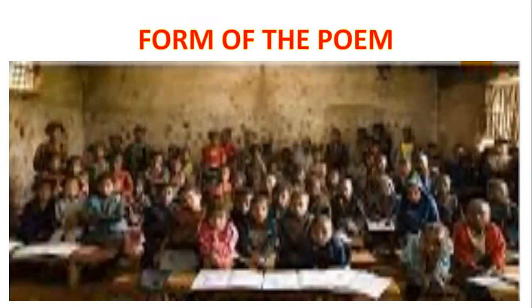Let's see the form of the poem. The poem is written in a very simple style with the use of poetic devices and images which convey the narrator's feeling of sympathy and anger. The images convey the poverty, hunger, and neglect of state schools in the slum.